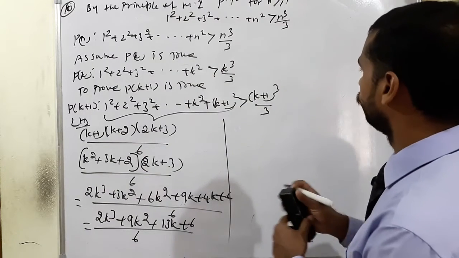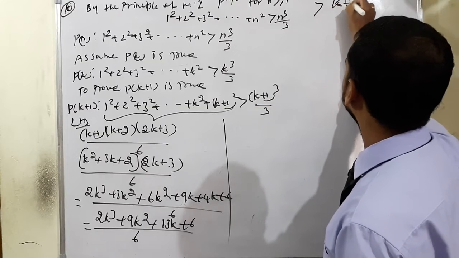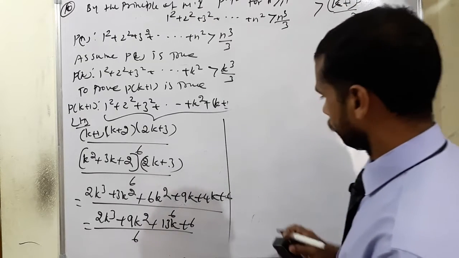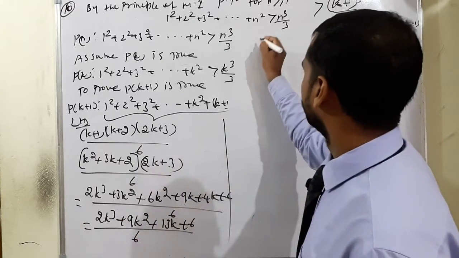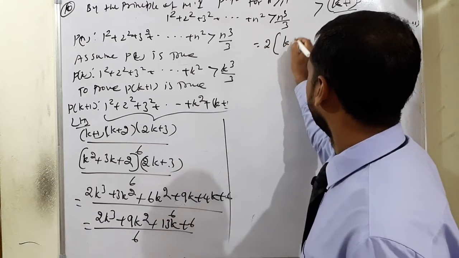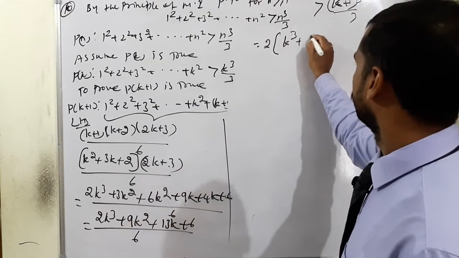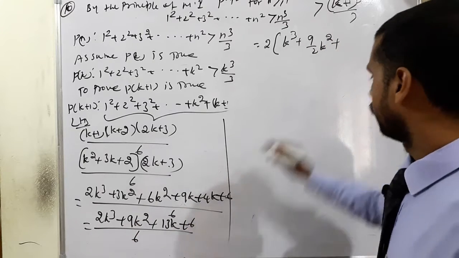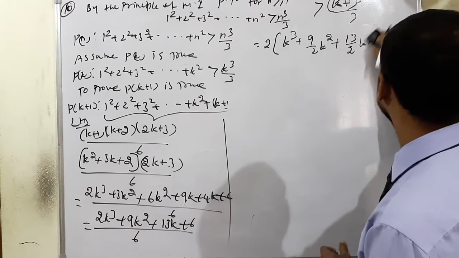Now we need to prove greater than, isn't it? So we have to prove greater than k plus 1 the whole cube by 3. Okay, need more space. Now in the numerator, take 2 common outside. What will happen? Only k cube, then 9 by 2 k square plus 13 by 2 k plus 6, isn't it?